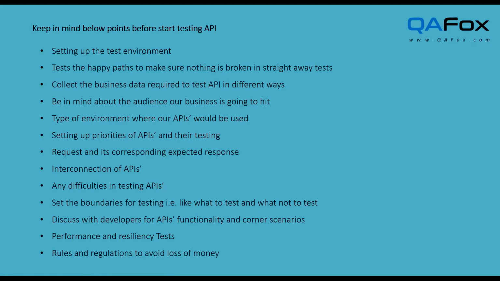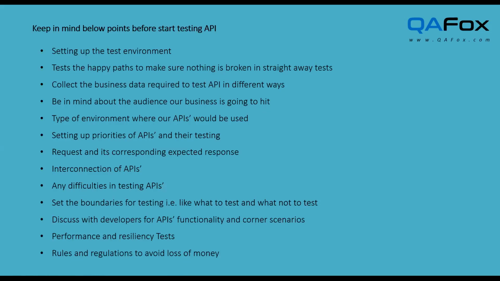Next is the type of environment where our APIs would be used. It can be different types of devices where the environment will be different. It can be Windows or Linux on our PCs, so that environment is also different. Or the people developing with different kinds of languages, so that could be different. We should keep this in mind while testing the APIs.